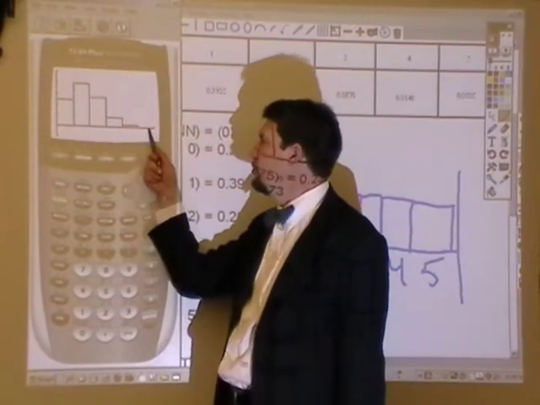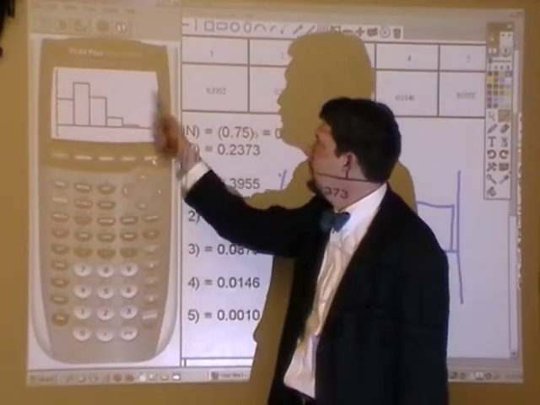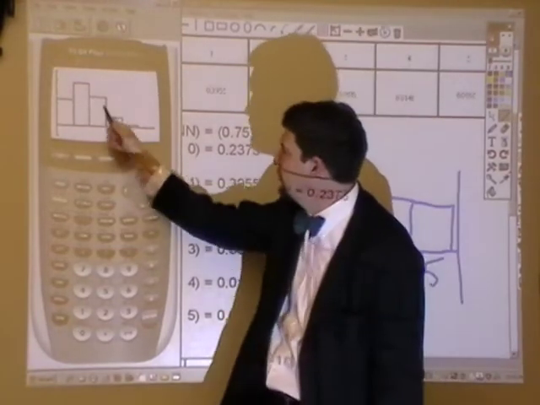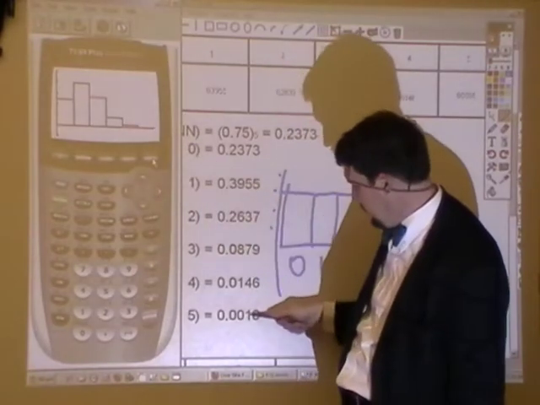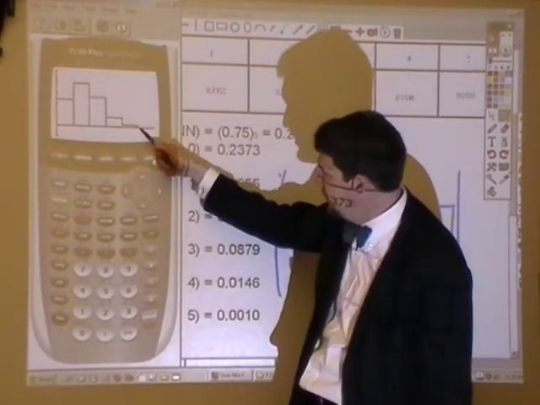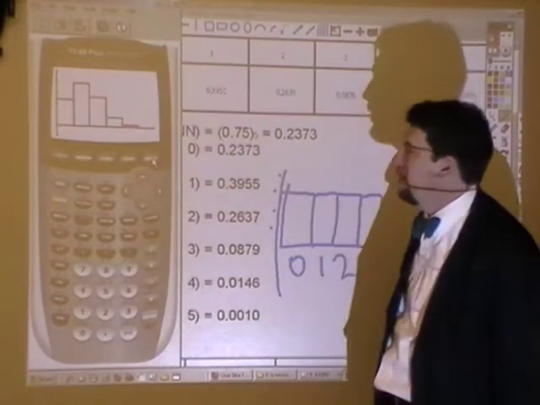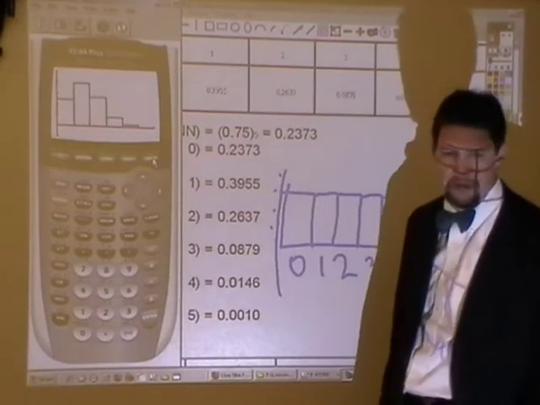There is our distribution, and we had 0.2373, 0.3955, basically 0.4 at that mark right there, 0.2637, 0.0879, 0.0146, and 0.0010, which you can't really see, but notice that it's still there because there's the width of that bar right there. We're fine. Okay, that's great. So that is the probability distribution PDF graph.